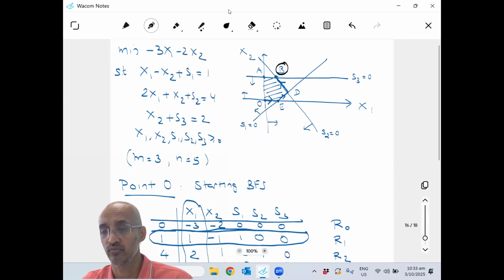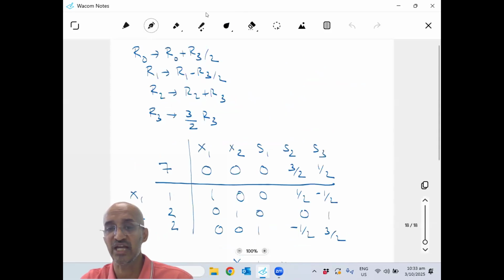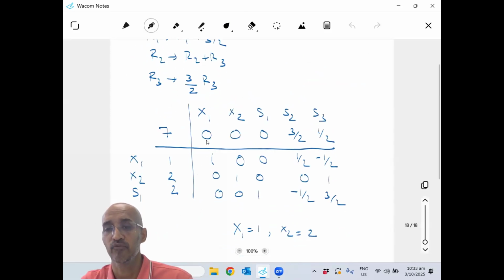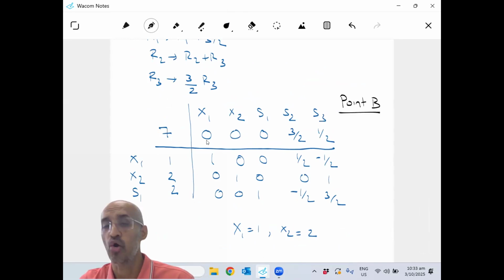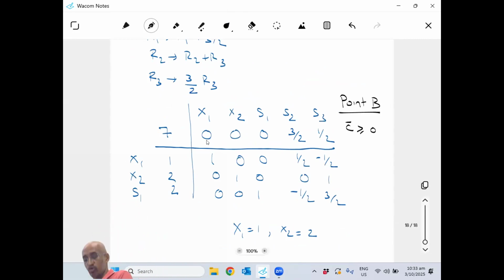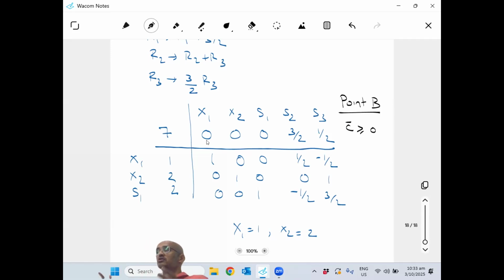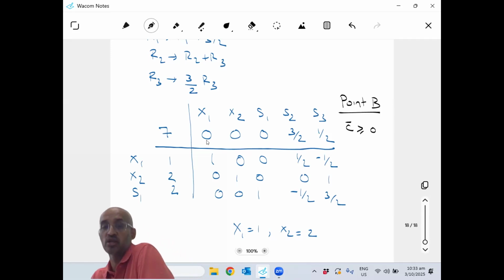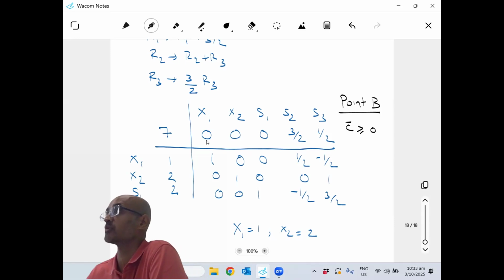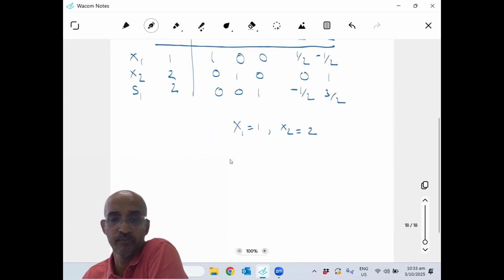How do I know this? I check at this point, point B. At point B, all my reduced costs are non-negative. C bar is completely non-negative. If my reduced cost vector is non-negative, then last time we showed that that's an optimal basic feasible solution. It's clearly feasible. We're always staying feasible. So point B is optimal.